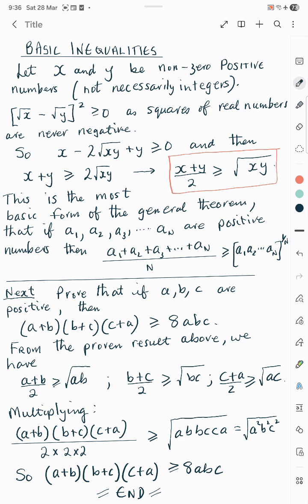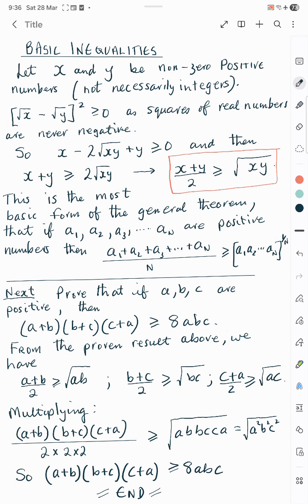Now, from the result which you've already proved, we can easily see, I hope, that a plus b over 2 is equal to or greater than the square root of ab, and likewise b plus c over 2 is equal to or greater than the square root of bc, and c plus a over 2 is equal to or greater than the square root of ac.